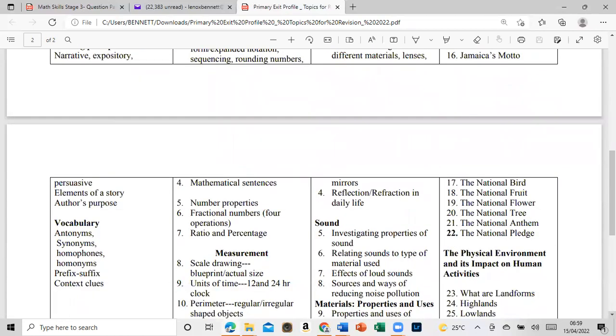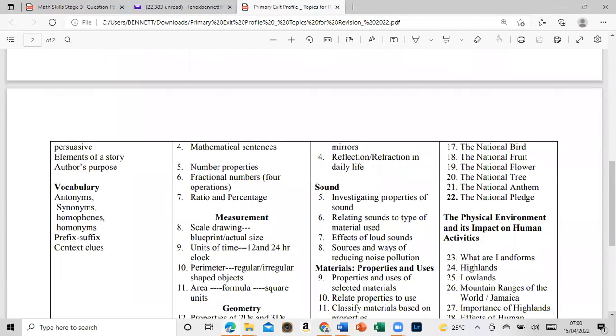Persuasive, elements of story, author's purpose. And the last one would be vocabulary: antonym, synonym, homophones, paronyms, prefix, suffix, and context clues. All right, so that is it for the English. Let's look at the maths.